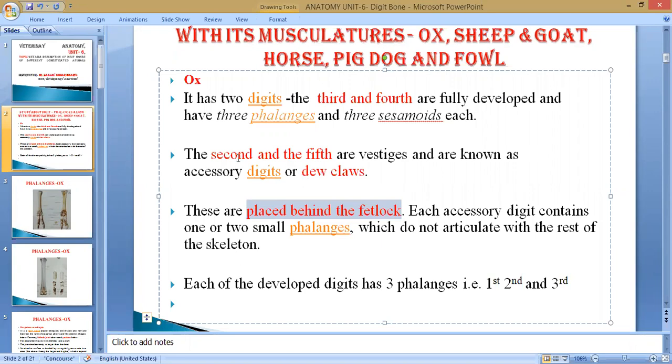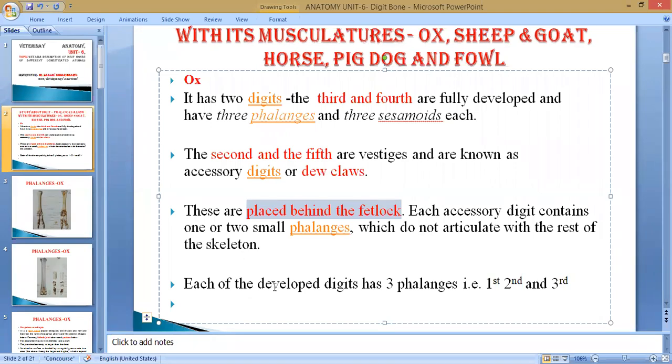So this is about the declaw. The declaw are out of 5. We also have 5 metacarpals and metatarsals, in the forelimb and in the hind limb. And these metatarsals and metacarpals carry 5 digits. And out of 5 in bovines, 2 are well developed, which contain the phalanges. And the other ones are rudimentary, which are known as declaw. These declaw are located behind the fetlock joint, not visible from the outside or anterior side, and there is no articulation with the skeleton.